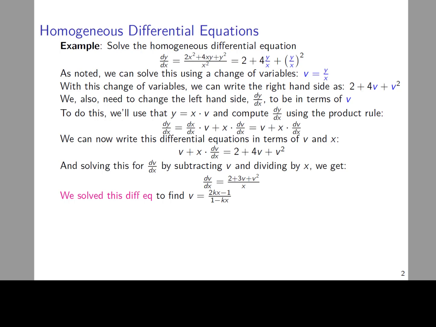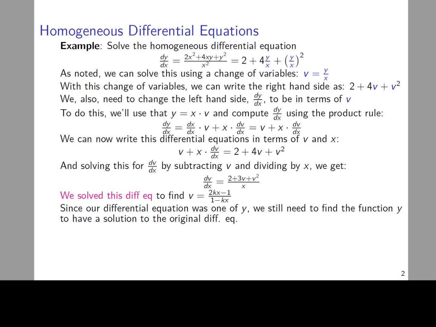In fact, we solved the separable differential equation in an earlier video to find that v equals (2kx minus 1) over (1 minus kx) for some constant k. So this gives us the function v, but our original differential equation was one of y. So we still need to find the function y that satisfies the original differential equation. To do this, we'll use that y equals x times v, and thus y equals x times (2kx minus 1) over (1 minus kx) for that constant k.